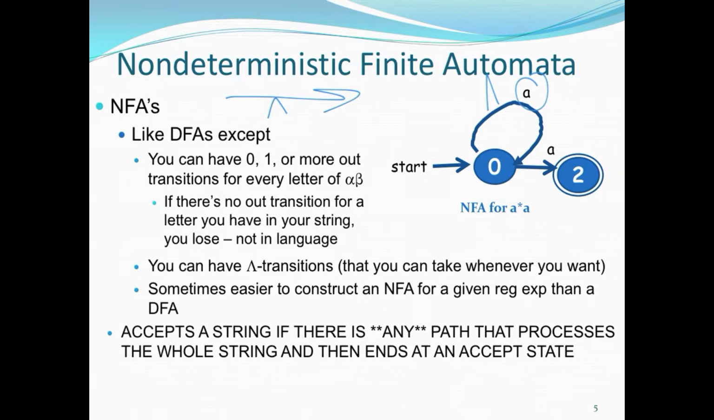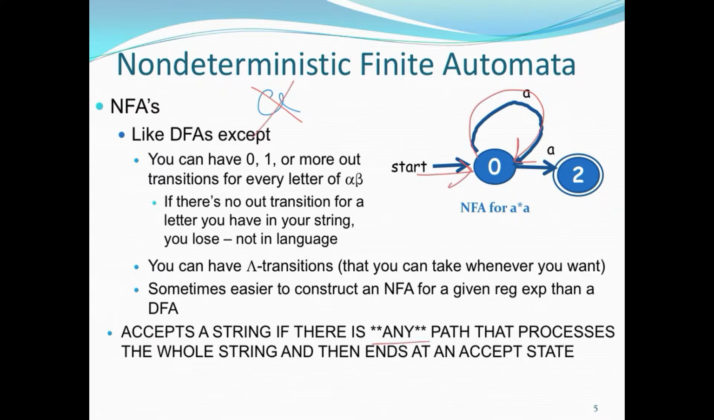But now you need to know, how do you know if it accepts a string? How do you follow through if there's multiple choices for a path? And the answer is that we are going to accept a string if there is any path that processes that whole string and then ends up at an accept state. So for example, if I think about the string that's just a single A, I could process it in two ways on this NFA. One way is I start at state 0 and I take this loop and I'm still at state 0, and I've used up that A and I say, oh, not accepted.